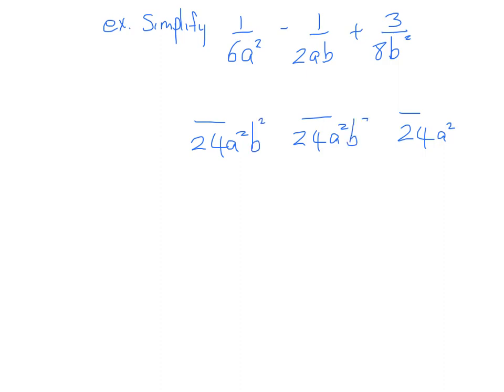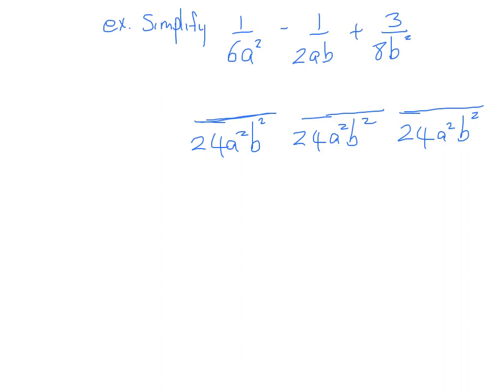b squared, and b squared. So that is our lowest common multiple. A lot more complex than what we just did, but doable. All right. So now we're going to ask ourselves the same questions that we asked ourselves before.